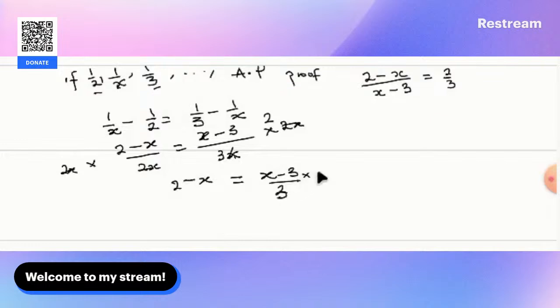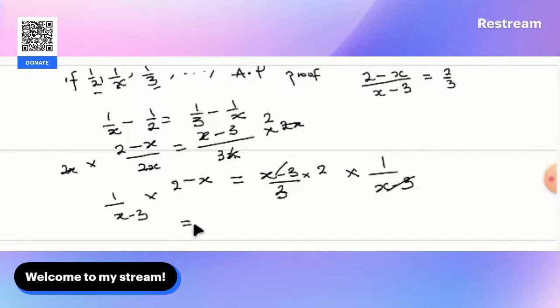3 multiplied by what? 2. So we can do the same thing. We can multiply this side of the equation by 1 all over x minus 3. What are we trying to do? We are trying to prove this. So similarly, we're going to multiply here by 1 all over x minus 3. So this can go with this.